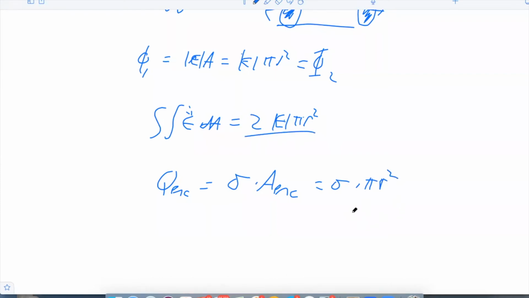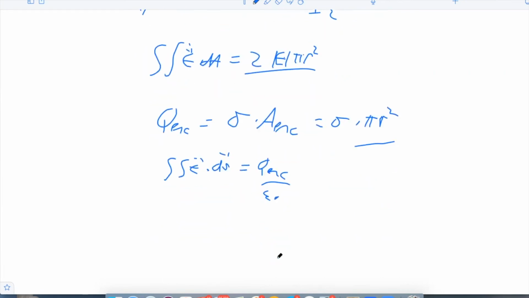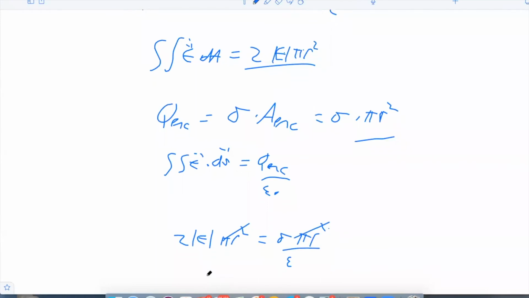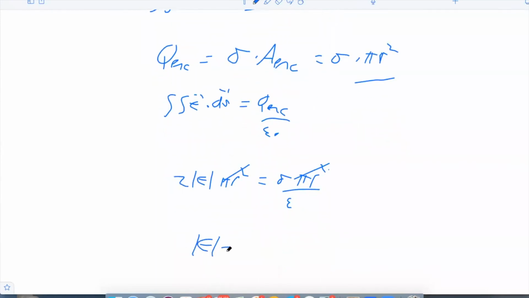So we put these 2 things together. Double integral of E dot dA or ds, those mean the same thing, will be Q enclosed over epsilon naught. So 2 E pi r squared is sigma pi r squared over epsilon naught. The pi r squared cancels out. We get magnitude of E equals sigma over 2 epsilon naught.